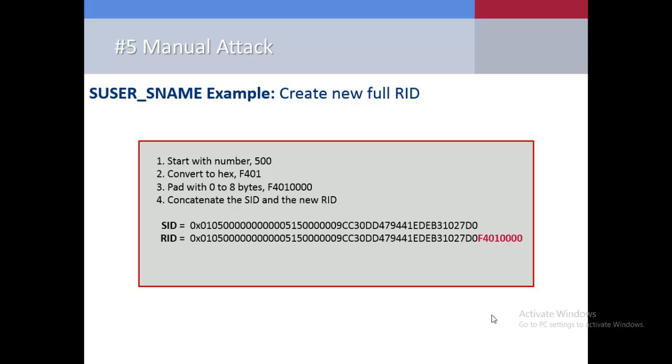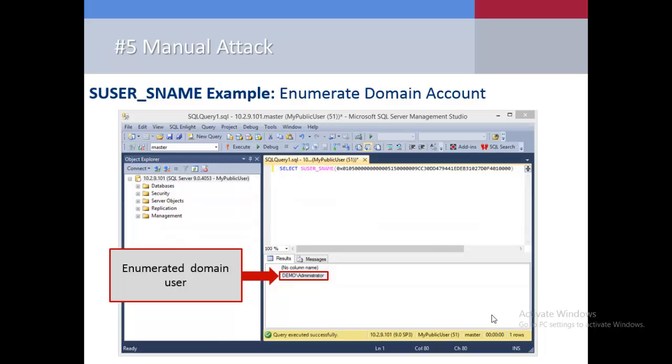I can convert that to hex, which is F401, and then I need to pad that out to 8 bytes so it's all nice and clean and can be consumed well by the functions in SQL Server. And then I just concatenate those together, as you see at the bottom there. Now we have another full RID that I basically just guessed, right? And then I can push that new full RID into the SUSER_SNAME function, and lo and behold, it pops back demo\administrator.